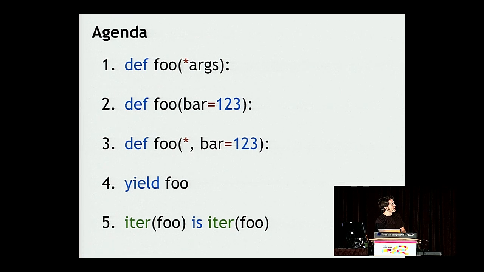This is the code, though, that we're going to be talking about today. So first, we're going to talk about star args. Then we're going to talk about keyword args. Then we're going to talk about keyword-only arguments. Then we're going to talk about generators and yielding. And finally, we're going to explain why iter-foo is actually a useful thing to do.